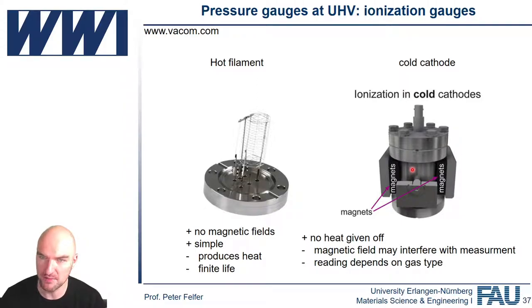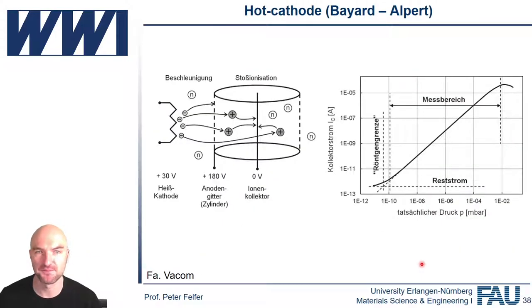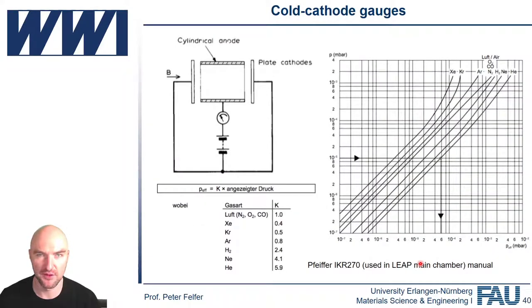The problem is the same as with the pumps. They can emit ions back into your system, and the reading depends on the gas type. We're not going to go into the details of how they work. The most important thing is that the pressure reading that you get depends on what gas you have. So unless you know what gas composition you have, you don't know exactly what your pressure is. You can see the correction factors: for helium, it's 5.9, which means if you measure a certain pressure and it would only be helium, the real pressure would be almost six times as high.